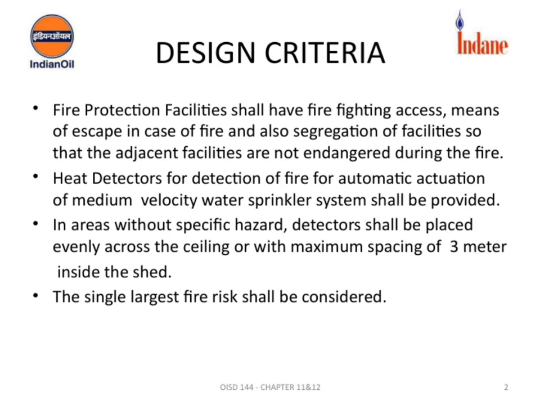Let's take a closer look at OISD 144, specifically chapters 11 and 12, which focus on fire protection facilities. It's crucial that fire protection facilities include proper firefighting access, meaning clear routes for fire services to reach the area quickly. We also need to ensure there are safe means of escape for personnel in case of a fire. Additionally, facilities should be segregated so that if a fire occurs in one area, it doesn't endanger adjacent facilities.